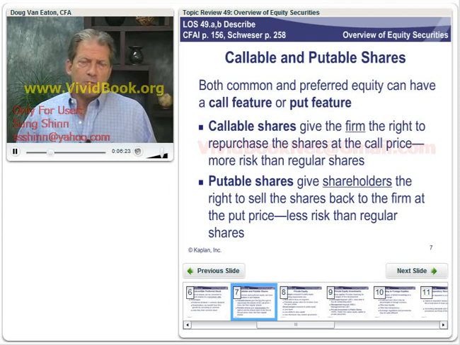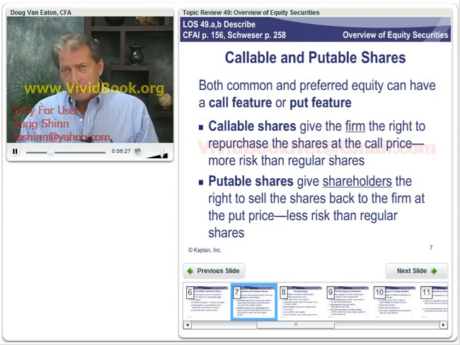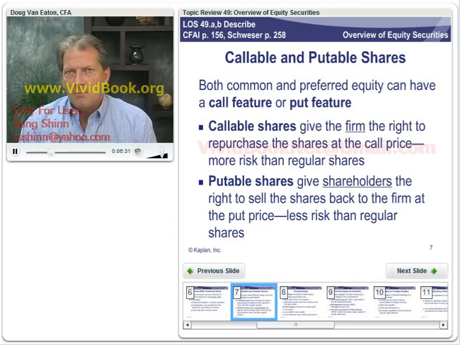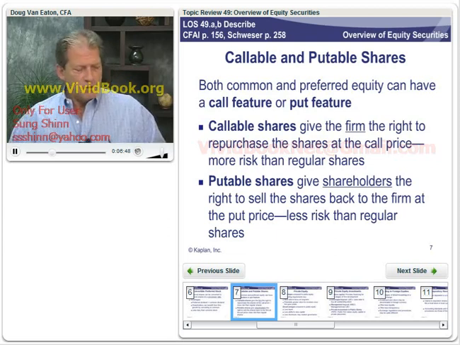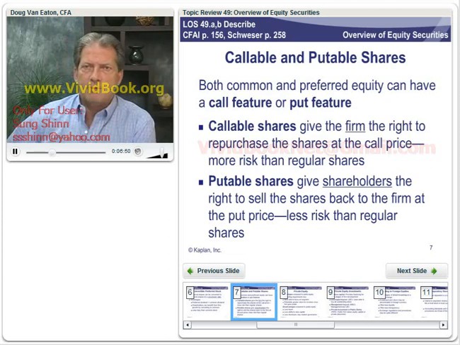Shares that are puttable, that's an option that the shareholder has to put the shares, give them back to the company for this pre-specified amount. And so puttable shares are going to have less risk than regular shares as long as the company is still in good enough shape to follow through on your put option, has the money to give you when you put your shares back to the company.